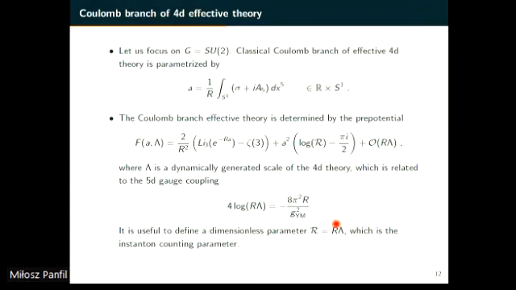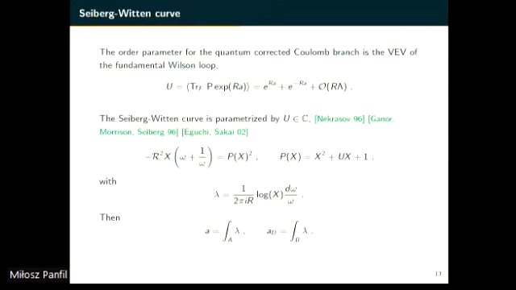In fact, this is related to the 5D gauge coupling in the following way. And it's going to be useful to define a dimensionless radius, the curly R, which is a combination of R and lambda. This is the parameter which played the role of the instanton counting parameter in the earlier slides. Now, the order parameter of the quantum corrected Coulomb branch is nothing but the vacuum expectation value of the fundamental Wilson loop, which can be written in the following way.